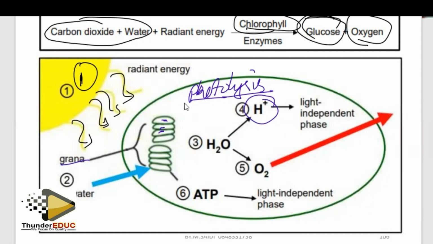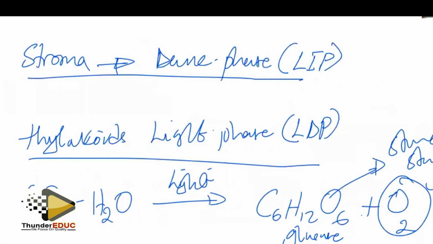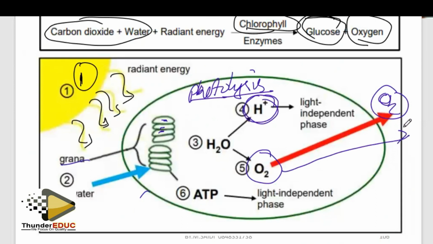The water is going to break down into hydrogen ions plus oxygen. Because we don't need oxygen, the oxygen will move out of the leaf. Hence, the first product of photosynthesis is oxygen. So oxygen is released when the process of photosynthesis is just at the beginning. Hence, it is not yet a major product.